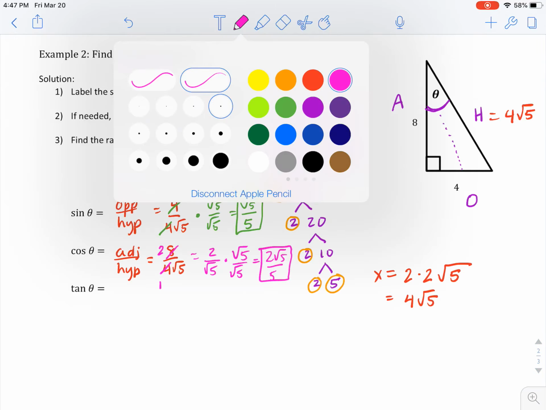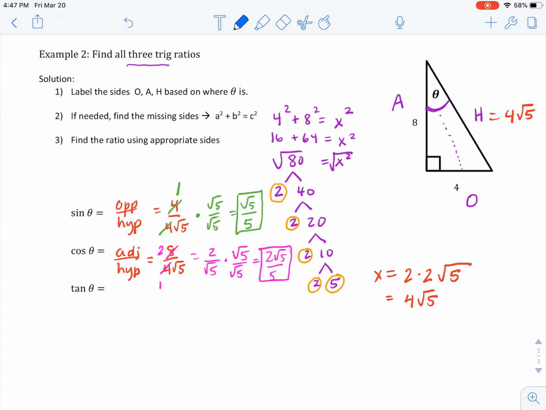And the last one, tangent, TOA. So opposite over adjacent. The opposite was 4 and the adjacent was 8. And simplify, 1/2.